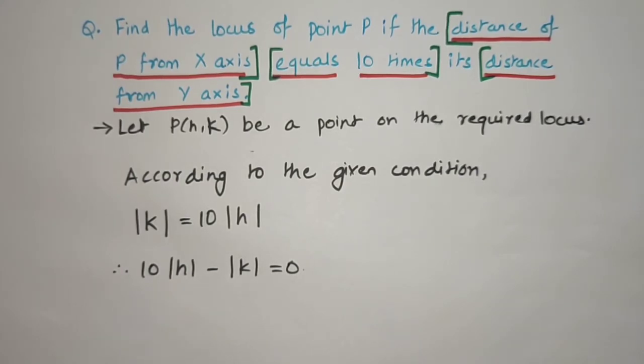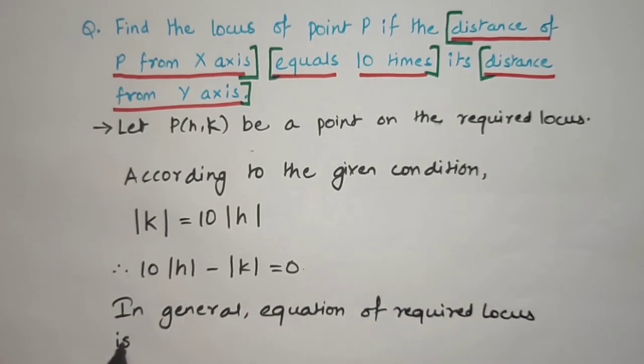So let us go to the fourth and the final step. The final step says that we need to generalize the equation by replacing h and k with x and y respectively. So we can say in general, the equation of the required locus is 10 times mod of x minus mod of y equals 0. So this is the required locus. I hope you are pretty clear with this problem.